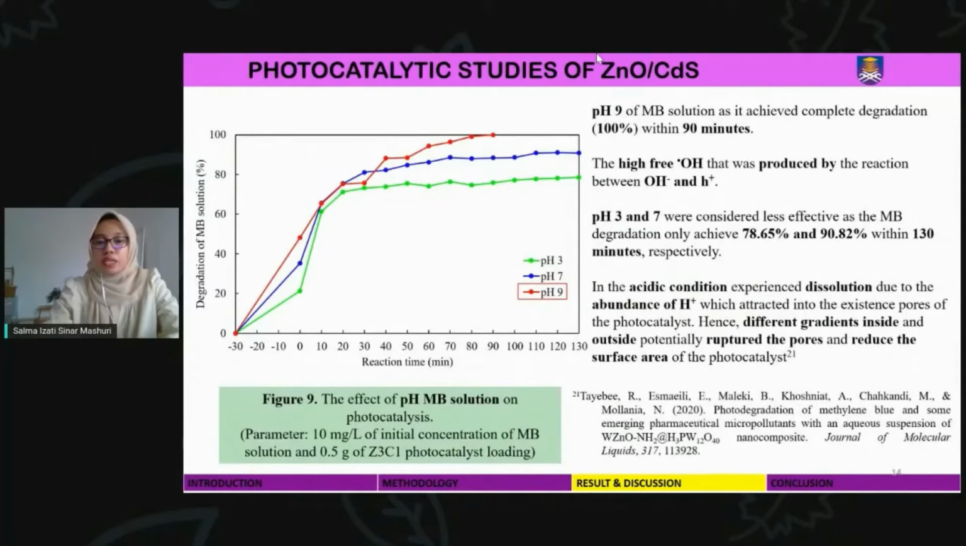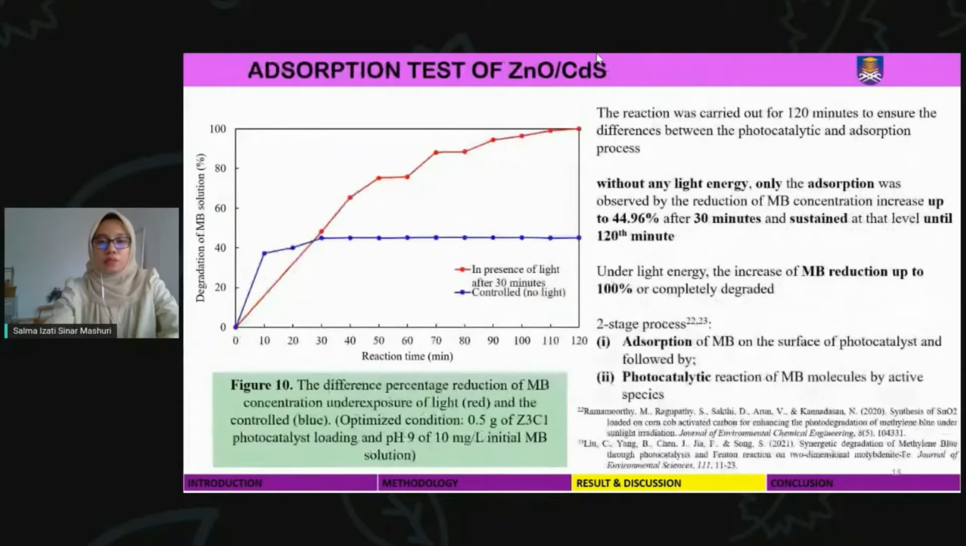Okay, next is pH of MB solution. The best one is pH 9 because more free hydroxyl radicals are produced by hydroxyl ion and hole. pH 3 and 7 show less degradation because of the solution.